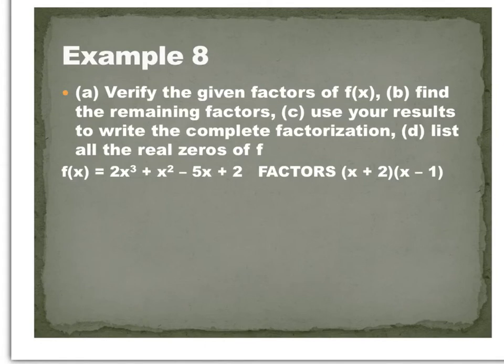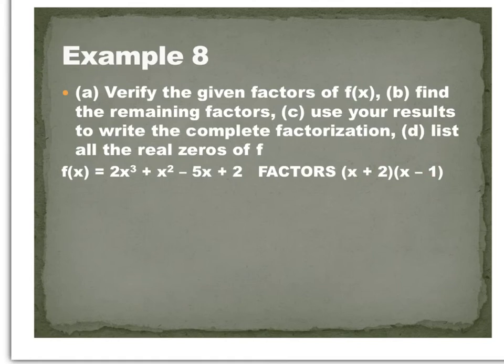Example number 8 says, verify the given factors of f of x, find the remaining factors, and use your results to write the complete factorization. Then we're going to create a solution set for the zeros. Because it says verify, it's not for sure that this is a 0 and or that this is a 0. It could be that they both work, or it could be that just one works and the other one doesn't. I don't know until I check it.